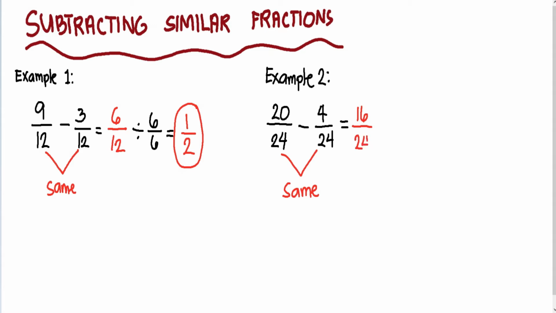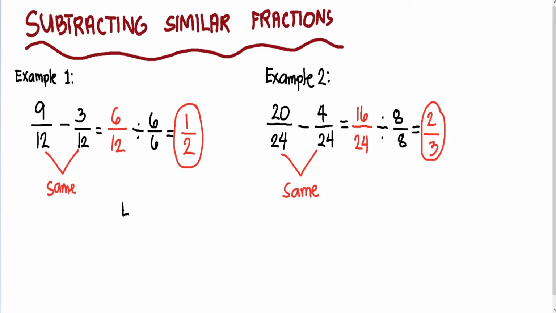Now, there is still a number that we can divide 16 and 24 by, right? We can actually use 2, we can also use 4, or we can also use 8. In this case, to make it shorter, we will just use 8. So, we will divide the numerator and also the denominator by 8. 16 divided by 8 is 2. 24 divided by 8 is 3. And our final answer will be 2/3. And that will be the lowest term of our answer.